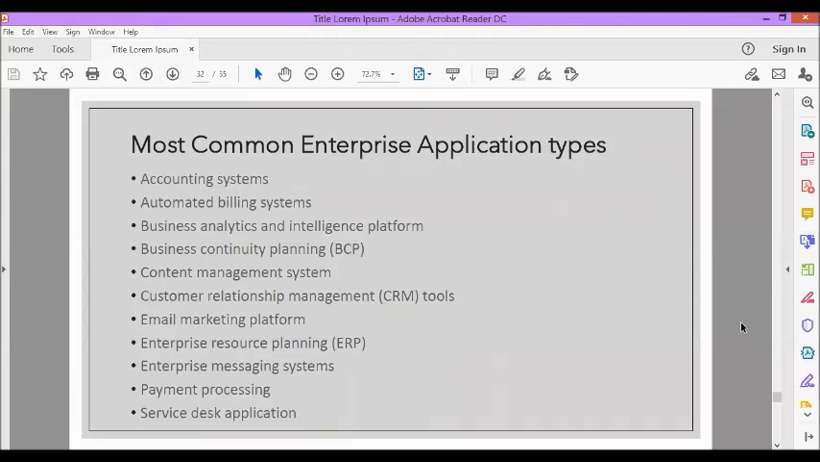And then we have provided some of the most common enterprise application types. So we have accounting systems, automated billing systems, business analytics and intelligence platform, the business continuity planning or BCP, content management system, customer relationship management tools or CRM, email marketing platform, enterprise resource planning or ERP, enterprise messaging system, payment processing, and service desk applications.